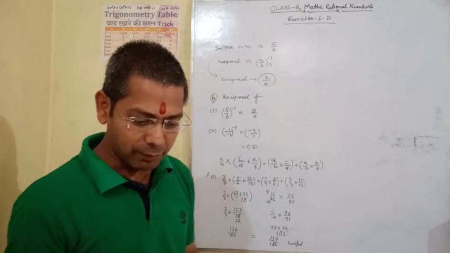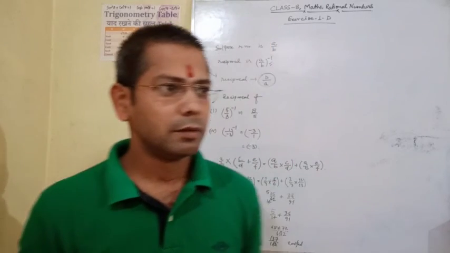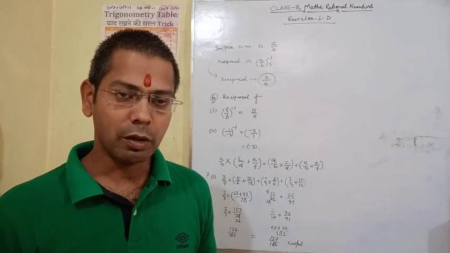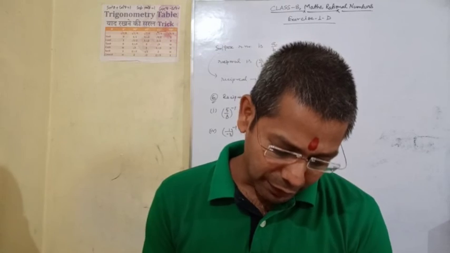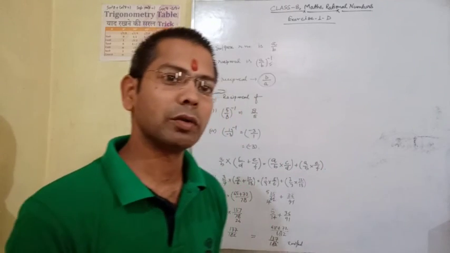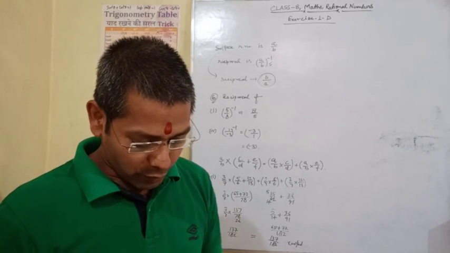In the same way, 4 different options are given. You can do all the options like this. Next comes, name the property of multiplication. You have to find out which question tells what property. Now the exercise is finished.